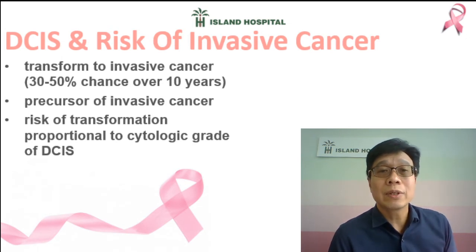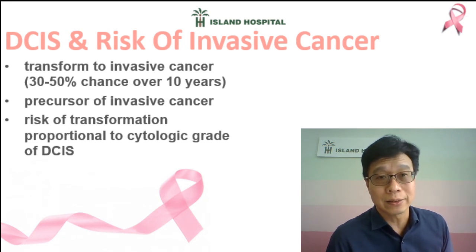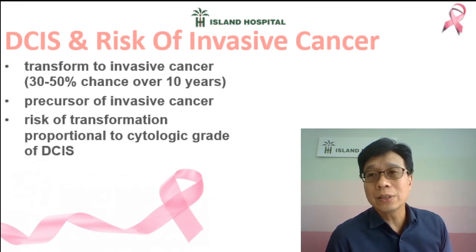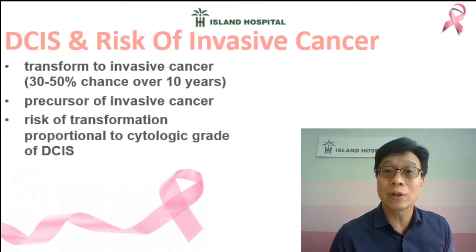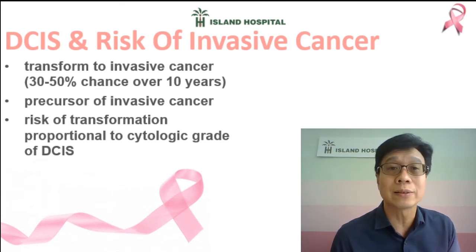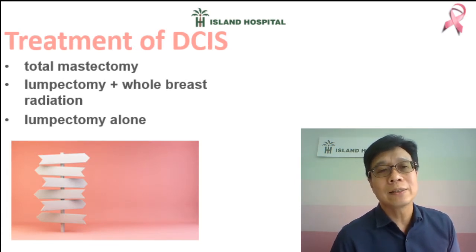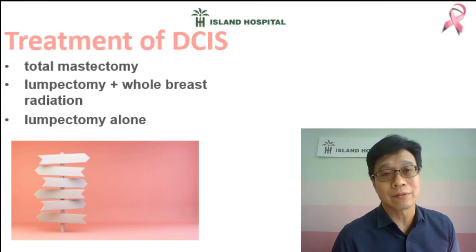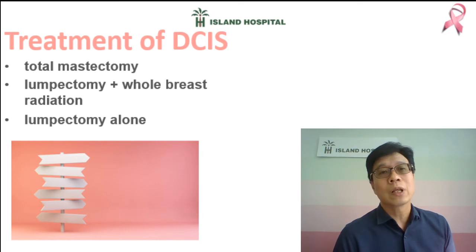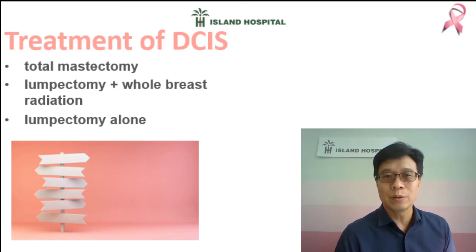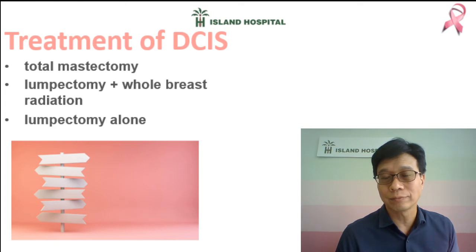With this condition, there is about 30 to 50% chance of cancer over the next 10 years. It is a true precursor of invasive cancer, and the risk of transformation into cancer is proportional to the grade. The higher the grade, the more likely it is to transform into cancer. So the treatment of DCIS does depend on the condition that we discover the patient at. So it's either removal of the entire breast or just removal of the lump itself, plus or minus radiation.